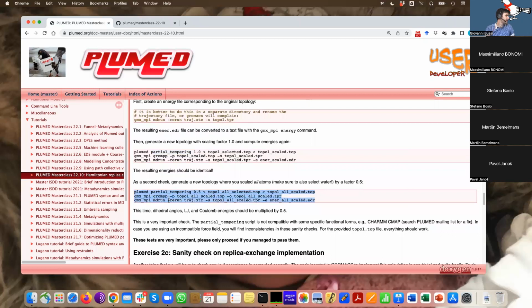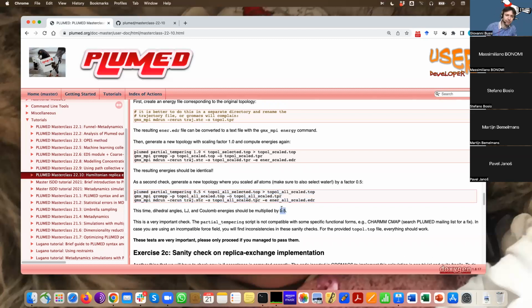A second check that is also very relevant is to make sure that you are really scaling everything, so that when you scale by a factor, you are really scaling everything that you want to scale. So it requires you to first select all the atoms. In solute tempering, we typically select only solute. Here you will have to select also the atoms belonging to water or ions, if you have ions in your system, or ligands and so on. And then generate a scaled topology, which is scaled now by a factor, let's say 0.5.